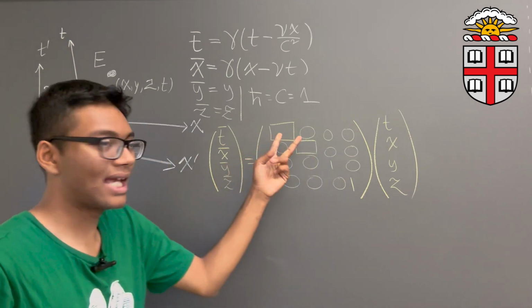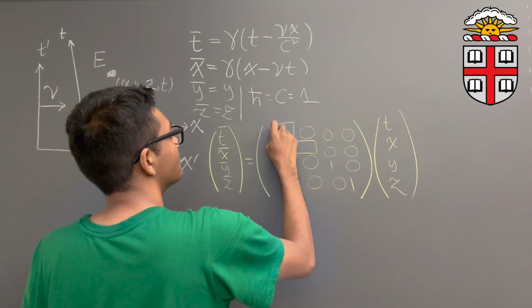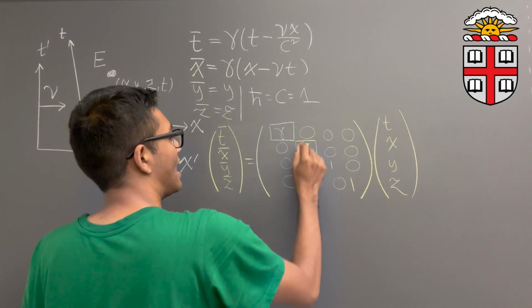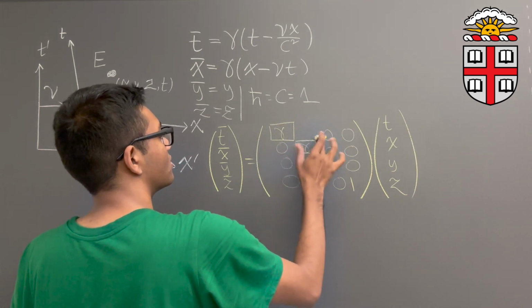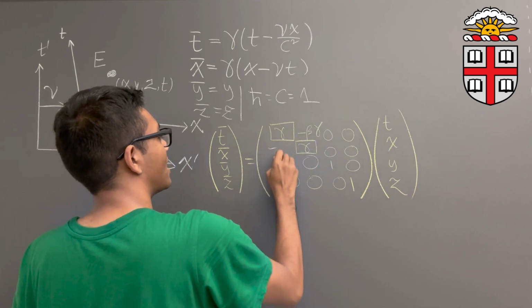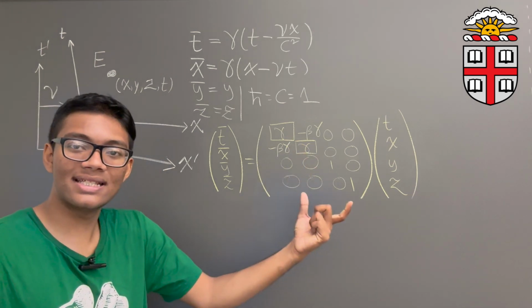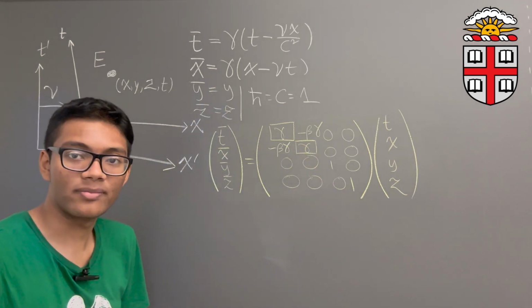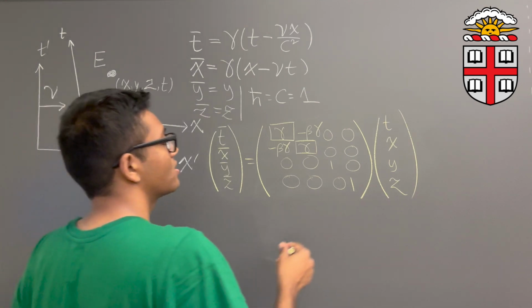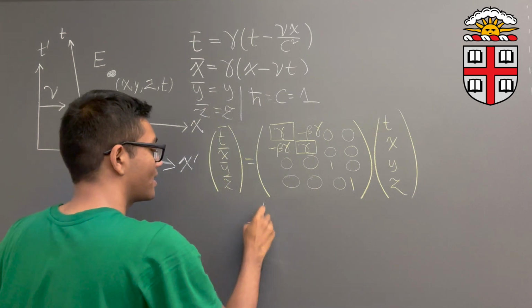So what is going to happen right there? Right there, we're going to have gamma, and in these 2 elements, we're going to have minus beta gamma, minus beta gamma. So let's see if that works out. Does this indeed reproduce the Lorentz transformations? Let's see. So I'm going to multiply this row by this column and see what I get.